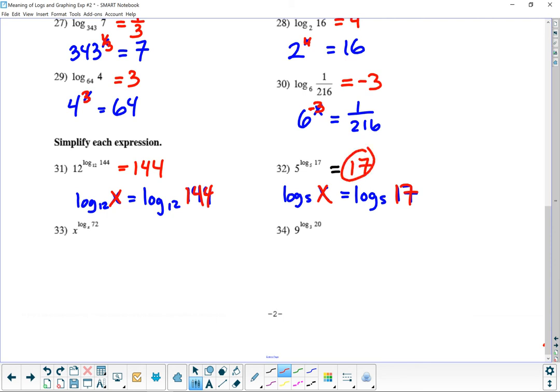Okay, that's just your answer. This is just your answer. Okay, so the last couple ones we have, and we're going to say x to the log base x of 72.